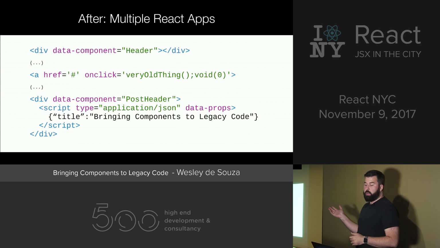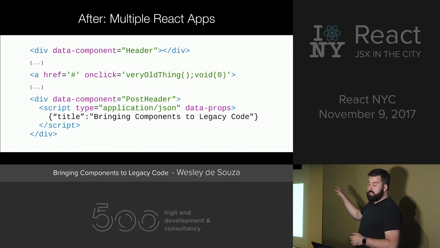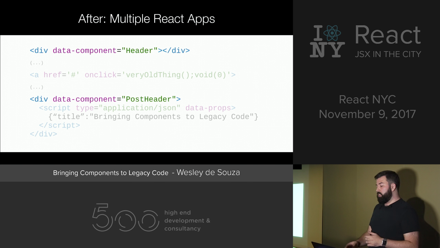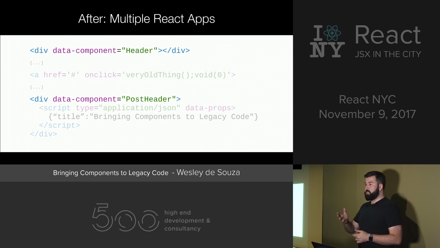So here's an example where you have a header and then a lot of code in the middle, which is an example of your legacy system. And then afterwards, you have another React component, and this one is receiving data from the CMS, let's say. The good part here, similar to the way that ngReact works, is that you say which component you want to render at that particular place.